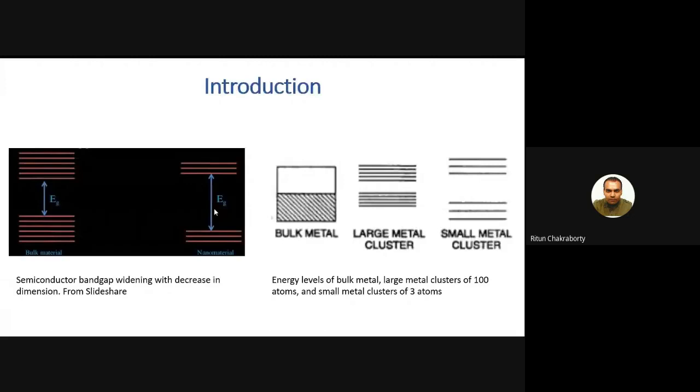Okay, and these are the energy band structures of metals. In bulk metal, the valence and conduction bands are overlapping here. When you have a large metal cluster, meaning around 100 atoms, the energy bands become quite discrete. And for small metal clusters, with about 3 atoms and so on, they have very discrete electronic structures.